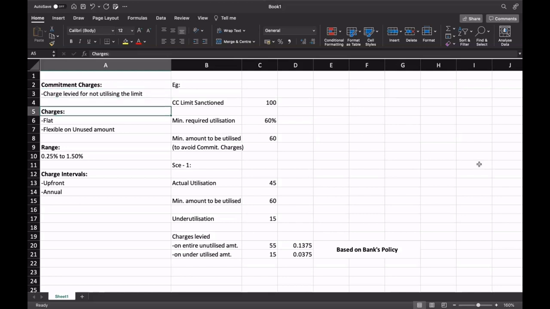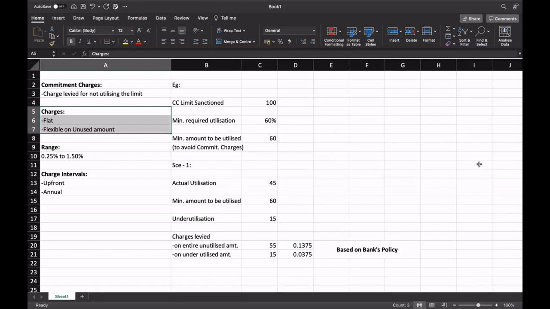So these commitment charges can be a flat charge. It can be fixed on the entire amount, or it can be flexible, meaning it is levied only on the unused amount. So this might sound contrary to you. Why did I say it can be flat on the entire amount? See, this happens in many cases where the bank, when it sanctions this line of credit or cash credit, says commitment charges are so and so percentage, which we are charging flat right now.